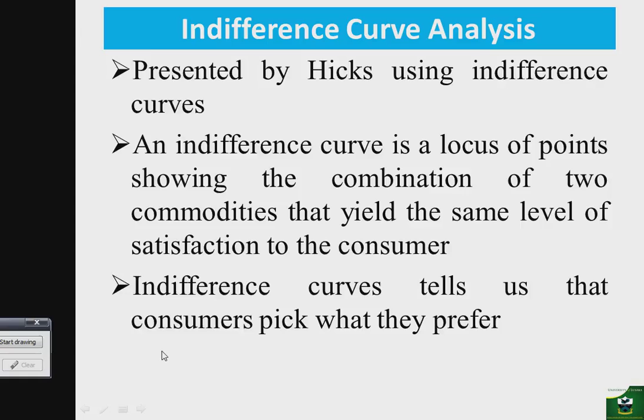Indifference curves tell us that consumers pick what they prefer. Now, what this means is that given the consumer's choice, the consumer will have different commodities from which he or she has to choose. If you told the consumer to pick the bundles or commodities that you like the most and leave out those that you don't, the order of picking will tell you about the consumer's behavior. The consumer will be picking in the order of the ranking. Therefore, we say ordinal utility has no units for measuring utility, but measures through ranking. So the first to be picked gives the consumer the most utility.